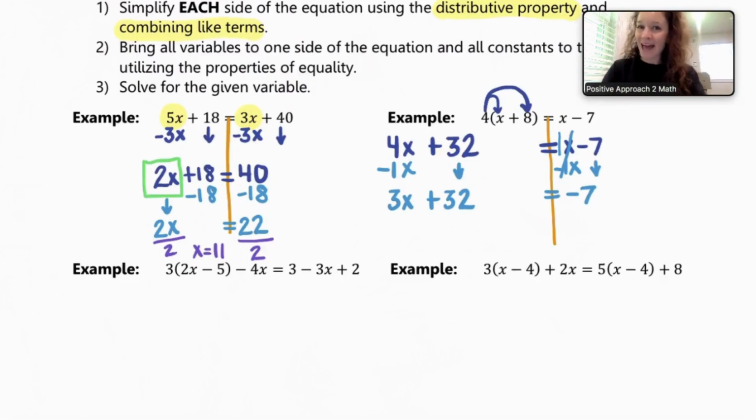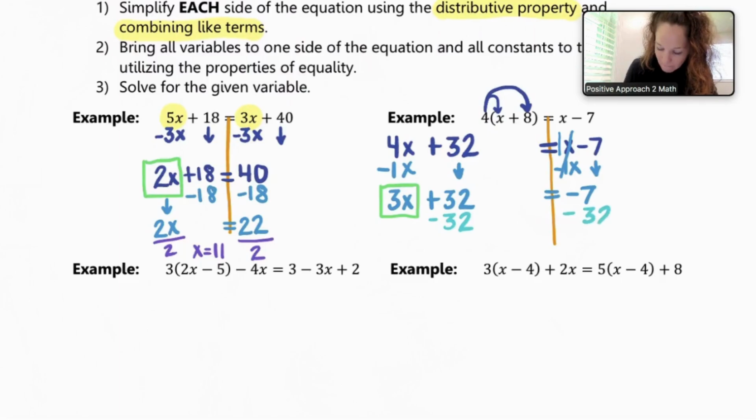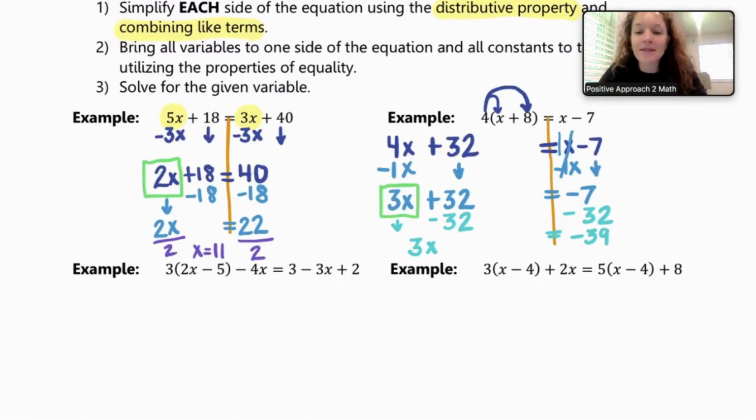And would you look at that? What did we boil it down to? Our two-step solving process. So from here we can put that 3x in our box. We are going to get rid of the thing outside of the box, minus 32. Okay, bring down that 3x. That gives us negative 39, and let's see if I can squeeze in this last step.